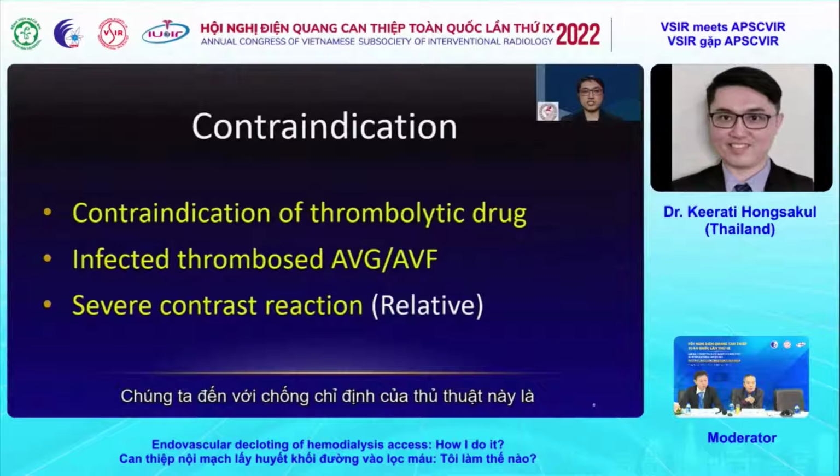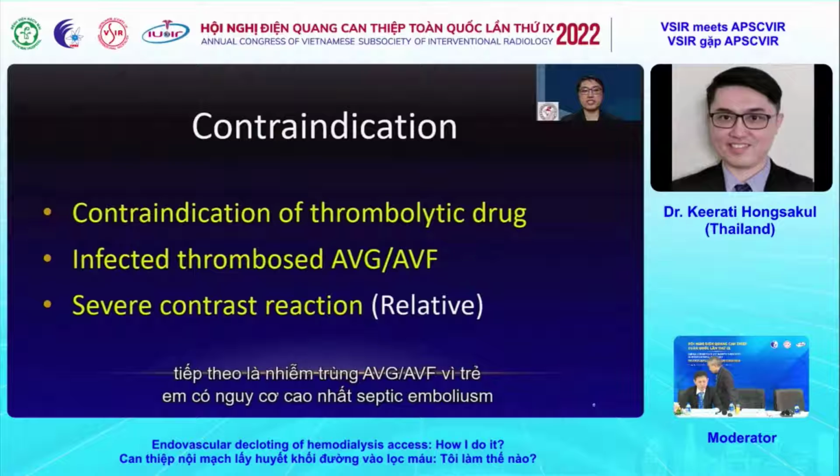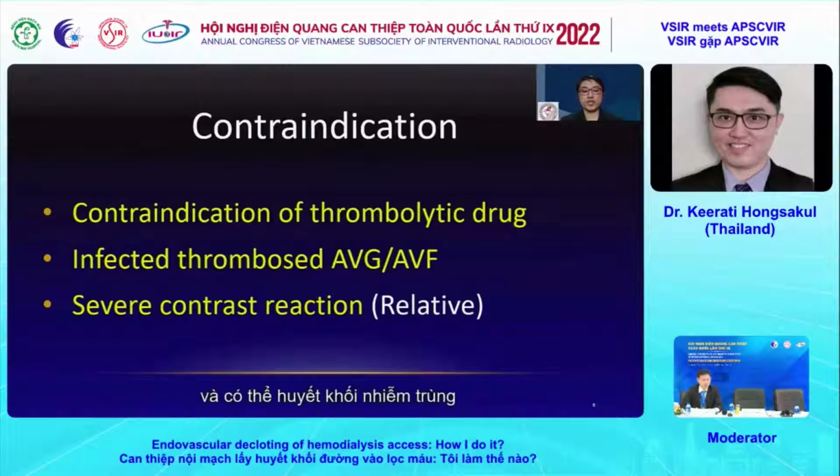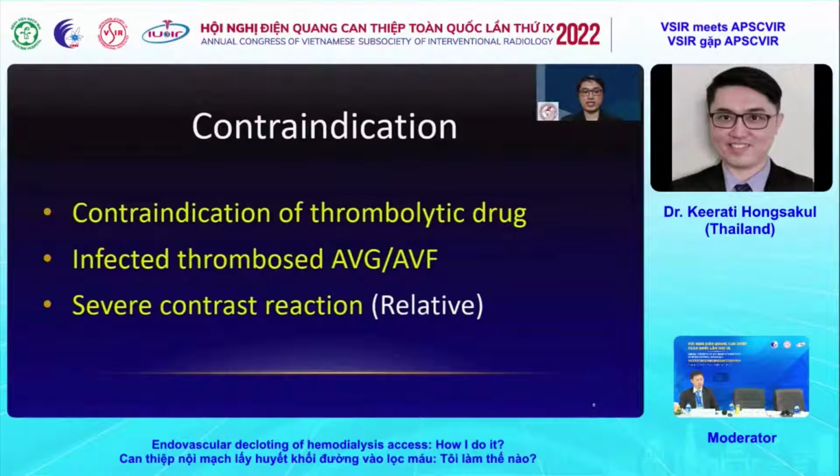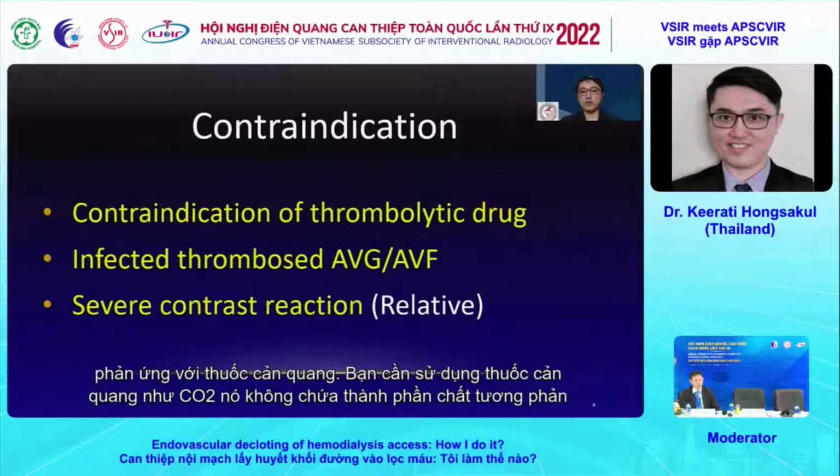However, the contraindications to perform this procedure include contraindication to the thrombolytic drug, and the next is infection of the thrombosed AVG or AVF, because there may be a high risk of septic embolism, and also the infected clot usually has biofilm from the bacteria inside, and it's quite hard for the thrombolytic drug to resist. Another is severe contrast reaction. However, you can use another contrast, like CO2, instead of the iodinated contrast media.